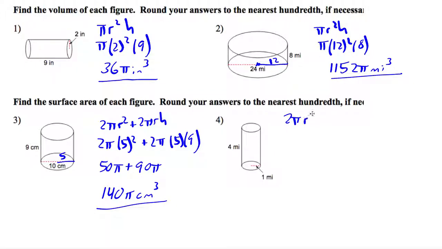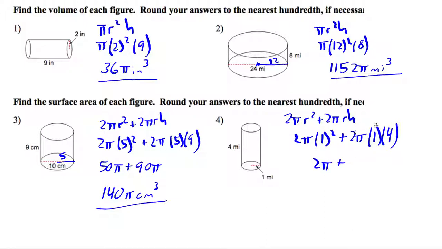And then the same approach for number 4 here. So we have 2 pi r squared plus 2 pi r h. So this is 2 pi times 1 squared plus 2 pi times 1 times the height, which is 4. So we get 2 pi plus, this is 2 times 1 times 4, which is 8 pi. So we get 10 pi miles squared.